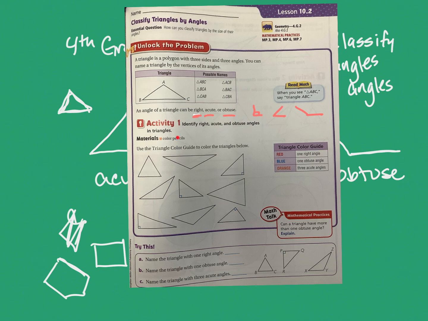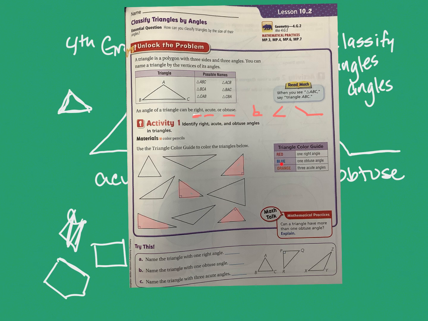Identify right, acute, and obtuse angles in the triangles. We'll use the triangle color guide to color the triangles below. So if you have crayons out, you can grab some crayons, red, blue, orange, or if you don't have crayons available, use stripes for one, just to identify what you're going to do here. For any triangle that has at least one right angle, I'm going to color or shade or highlight it in red. It's easy to see because they have the little box there, right? This one's got a right angle. This one has a right angle. And this one has a right angle. Okay, I think that's it.